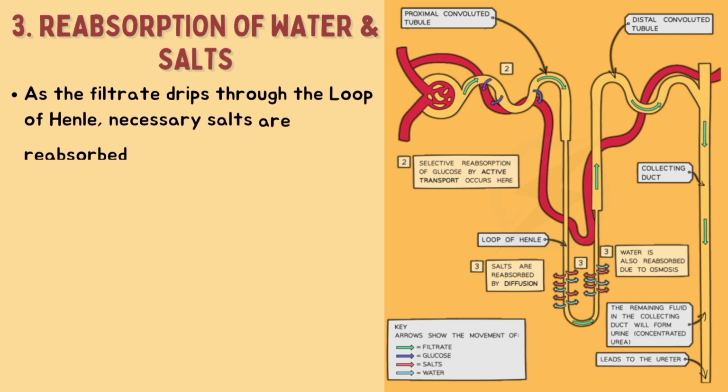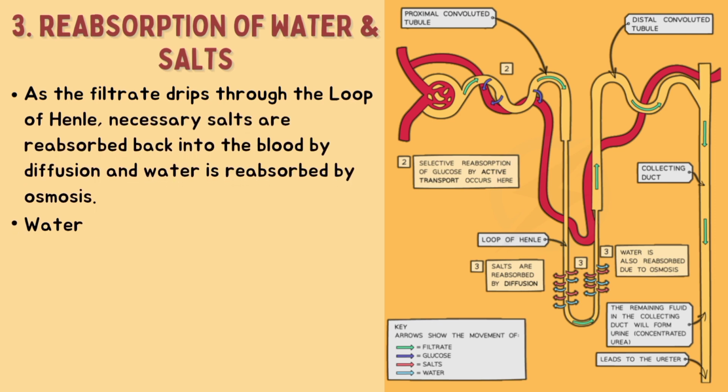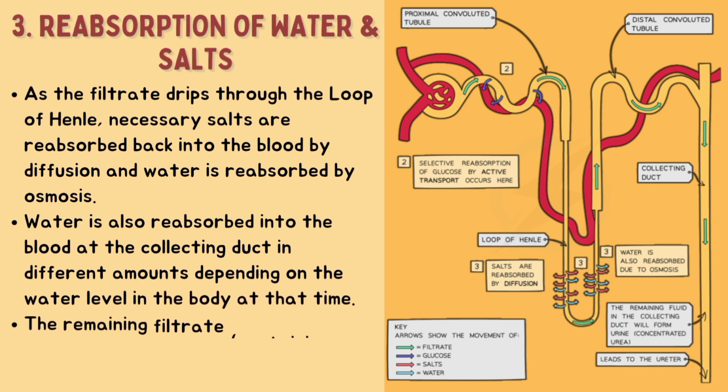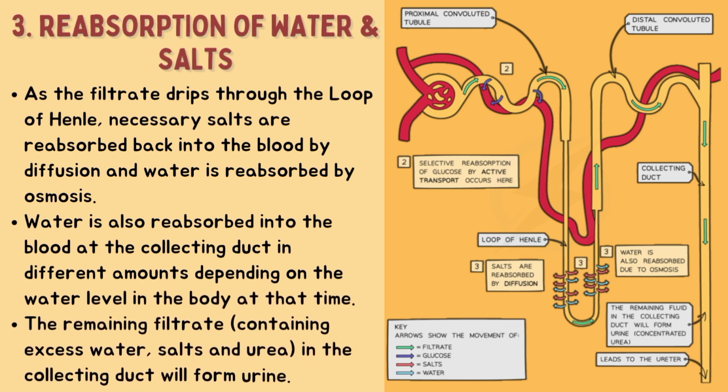Number 3. Reabsorption of water and salts. As the filtrate drips through the loop of Henle, necessary salts are reabsorbed back into the blood by diffusion and water by osmosis. Water is also reabsorbed into the blood at the collecting duct in different amounts depending on the water level in the body at that time. The remaining filtrate containing excess water, salts, and urea in the collecting duct will form urine, which is carried towards the renal pelvis. The urine is transported through the ureters to be stored in the bladder and then through the urethra to leave the body.